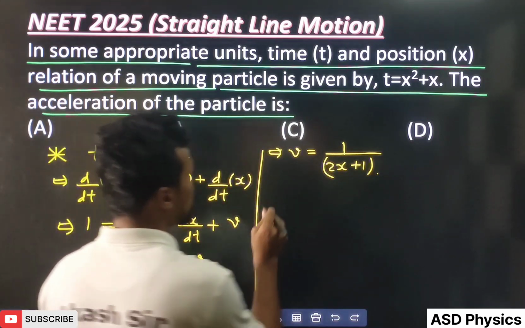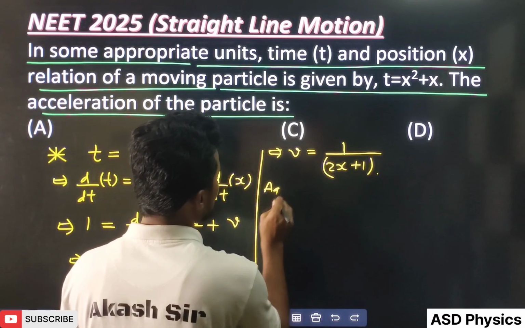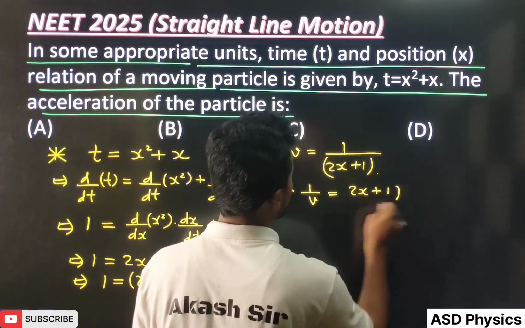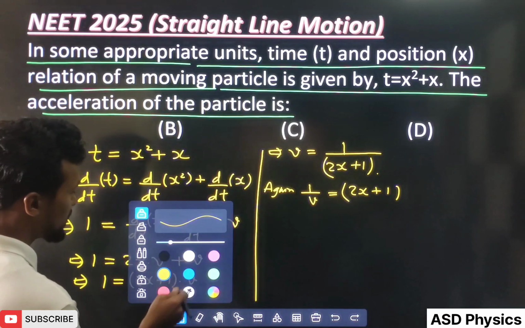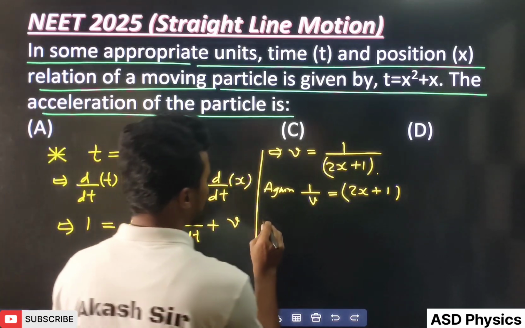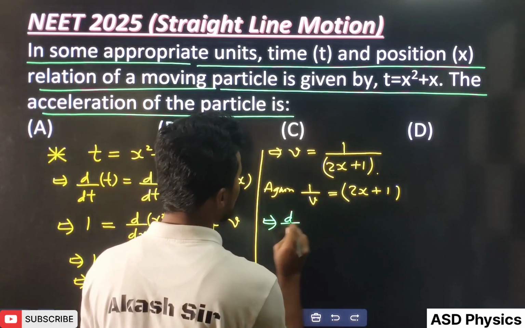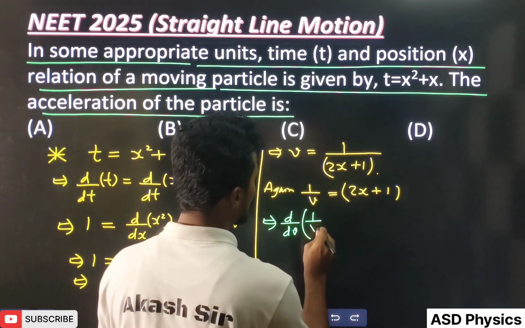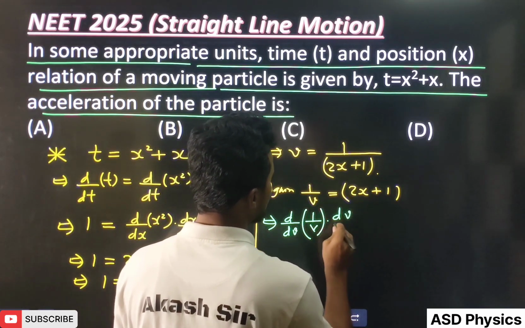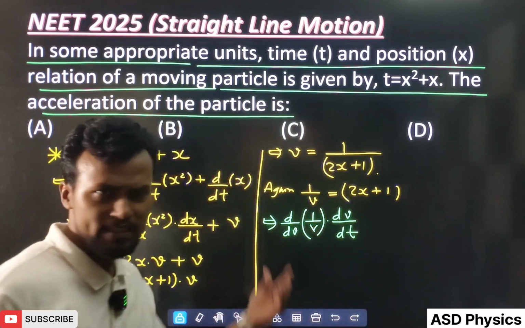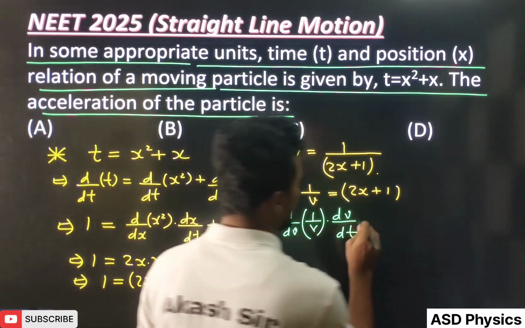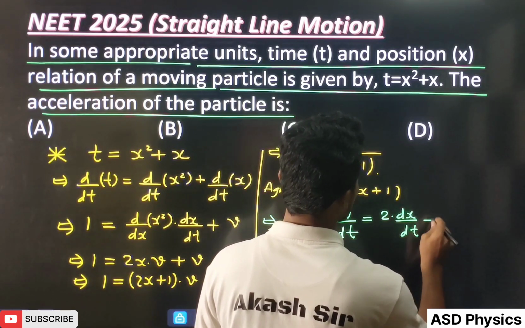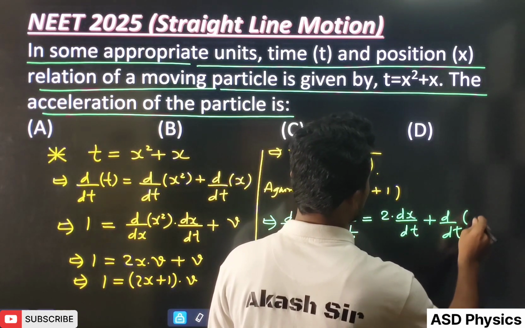Now students, remember that after this, again I will write 1 by v equal to 2x plus 1. Now again I will differentiate with respect to time. With respect to time means I will use the chain rule: d by dv of 1 by v into dv by dt, then on the right side 2 into dx by dt plus d by dt of 1.